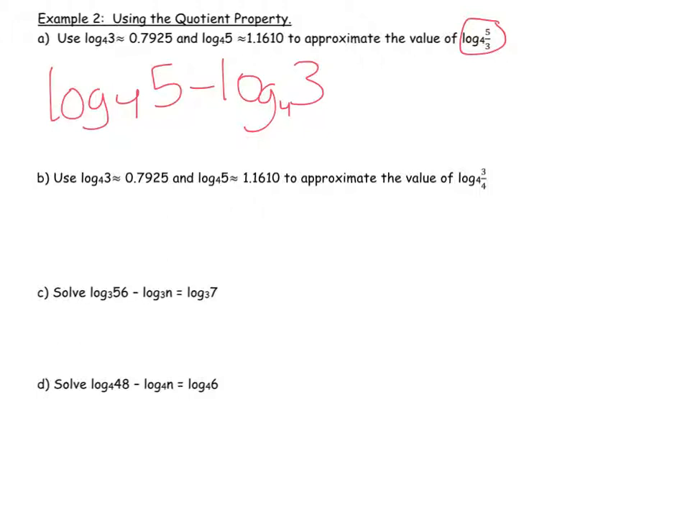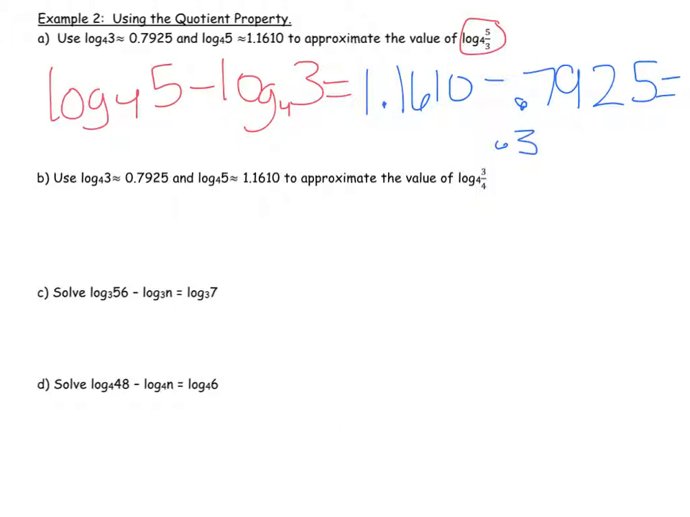So now I can go ahead and plug in the values that they gave me. They said that log 4 of 5 was equal to 1.1610. And I'm going to be subtracting log 4 of 3, which they gave me as 0.7925. So now this is just a very simple subtraction problem. 1.1610 minus 0.7925, and that's going to give me, for my final answer, 0.3685.